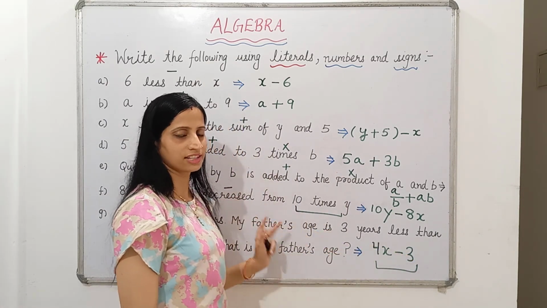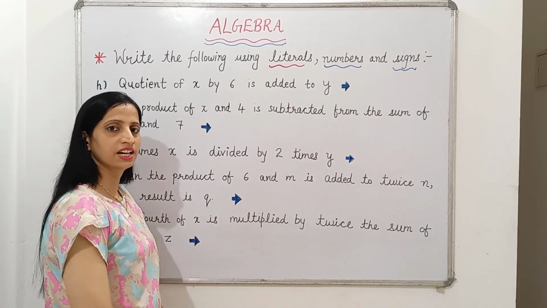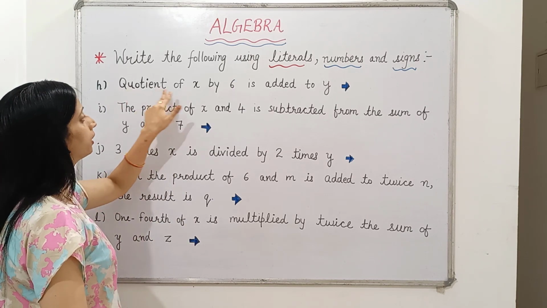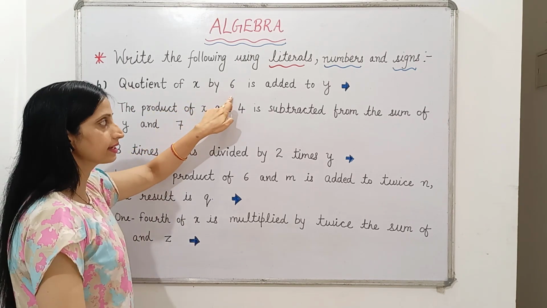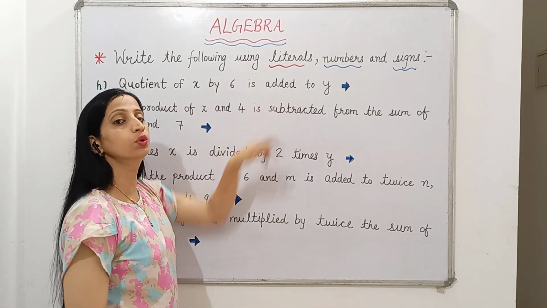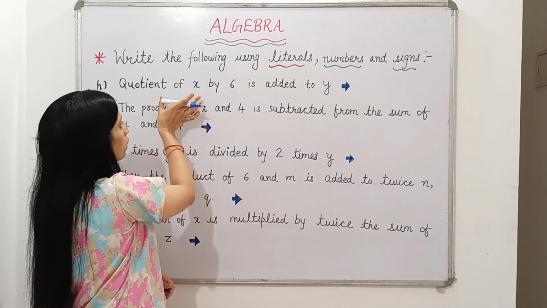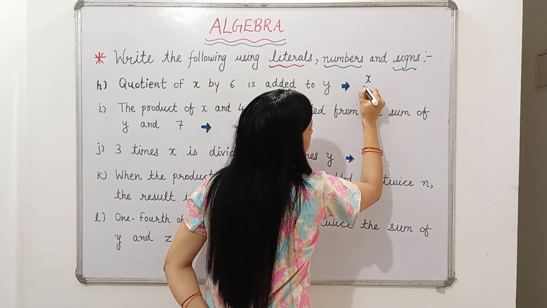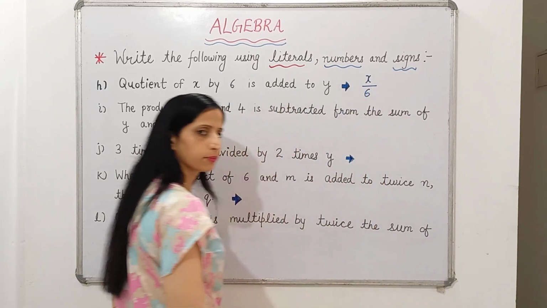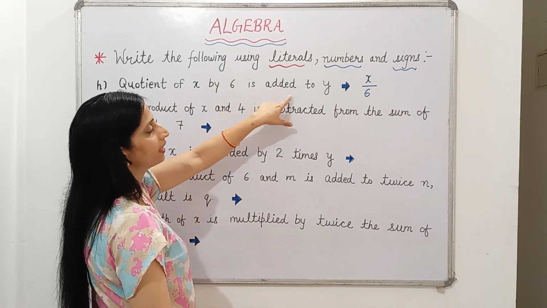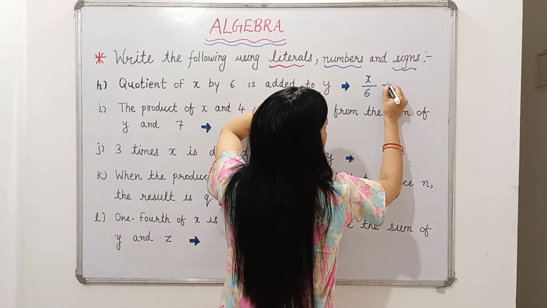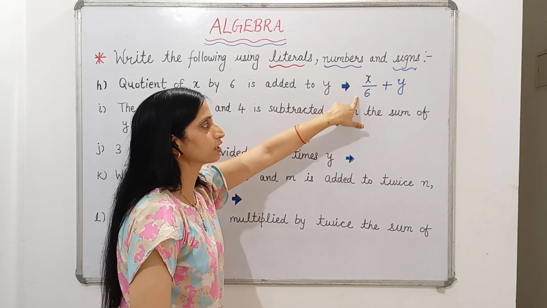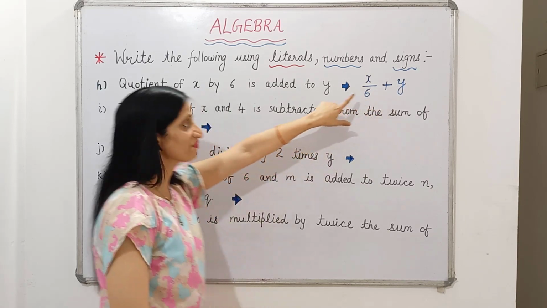Now let's write some more examples. The next question is the quotient of x by 6 is added to y. So the quotient of x by 6 we will write as x by 6, x upon 6, is added to y. Put the symbol of plus and write y. So the answer will be x by 6 plus y.